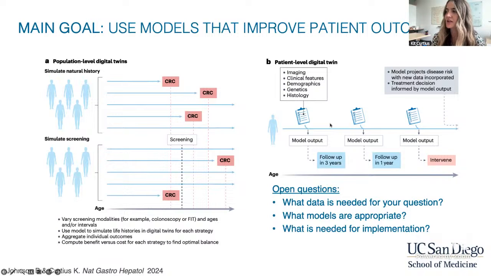Then you could also think of things on the patient level. When a patient comes in, they have multiple data types accumulated from the doctor: imaging, clinical variables, genetics, histology. And ideally, you'd have a model that would tell you your risk of progression to cancer in the next 3 years, and when your next follow-up exam should be undertaken. Maybe the model eventually says the risk is so high now that you should intervene. That's the patient level. I think there's so much opportunity in this space, where we're trying to work in our group. Some of the open questions are: what data is needed for the exact question you're trying to answer? What sort of models are appropriate? Do you need to model the entire human body, or just one organ? And what's really needed to get this clinically implemented?